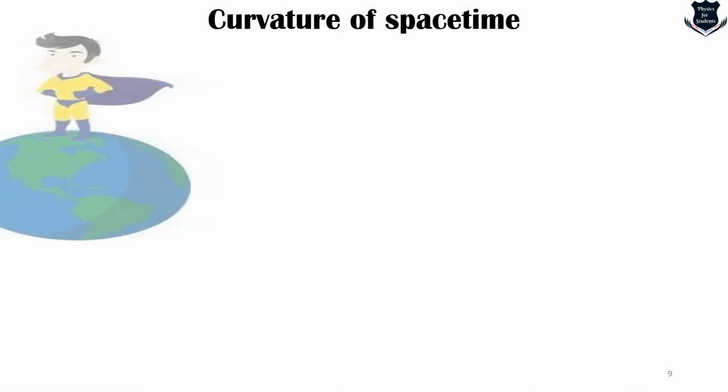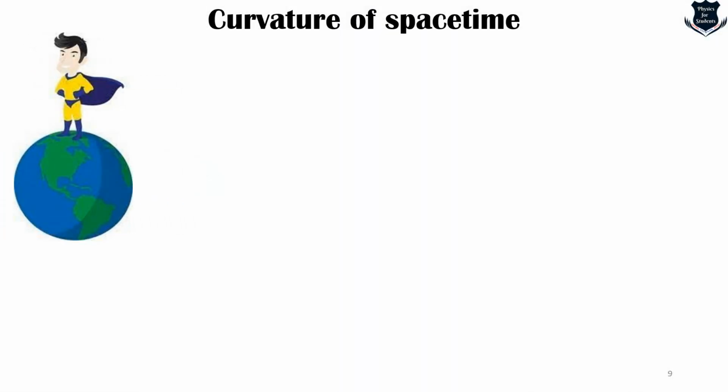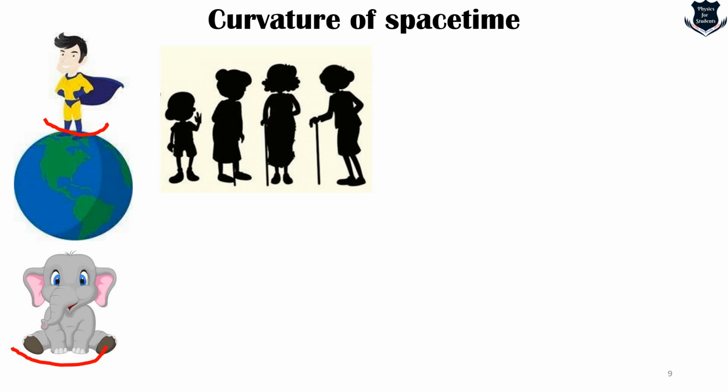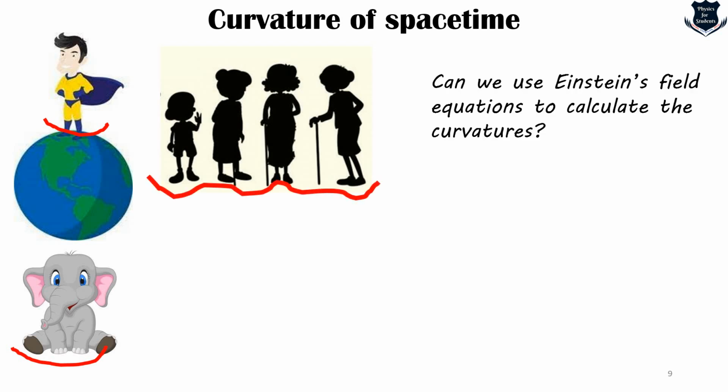Okay, so let us take a demonstration of this plan. I think it's a Superman standing on the surface of Earth. Obviously, this causes a curvature. Now, you see a baby elephant sitting over here, it causes a curvature. The people standing on the surface of the Earth, this also causes a curvature. Now, the question which I was discussing: can we use Einstein's field equations to calculate the curvatures?